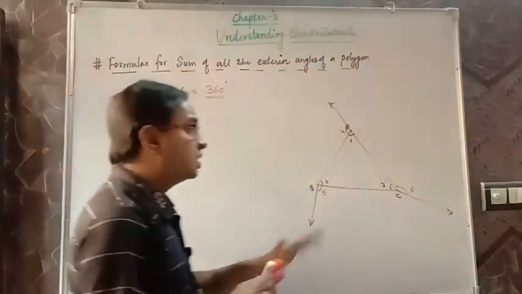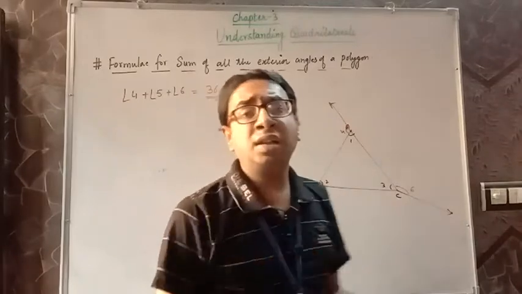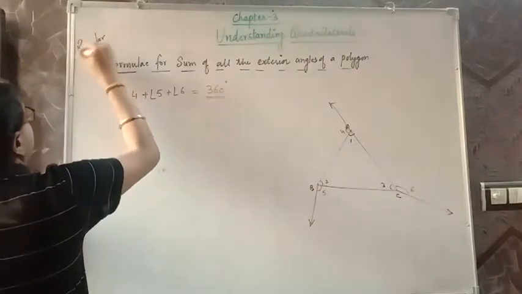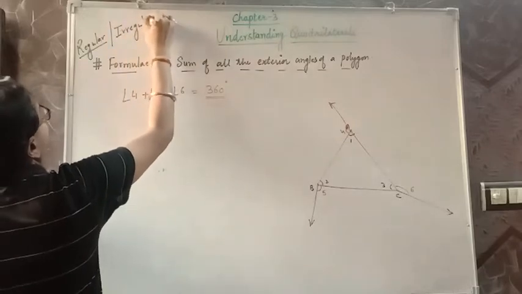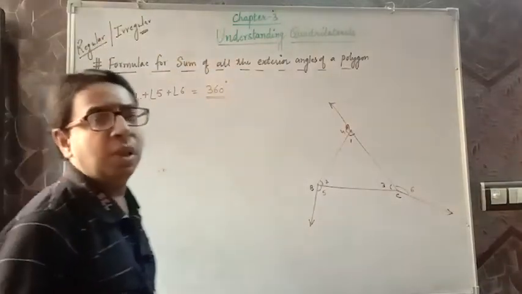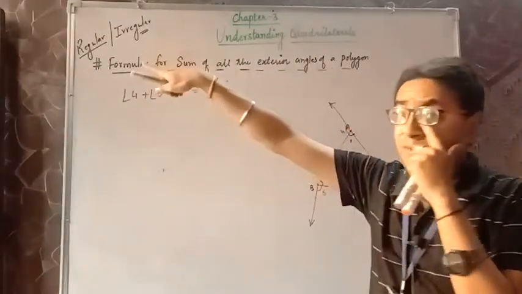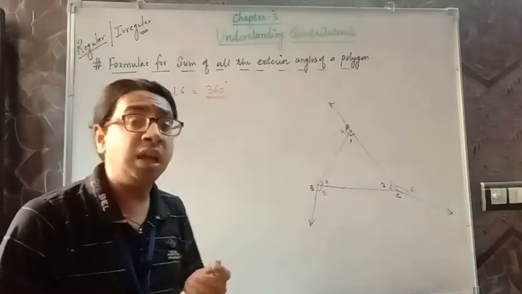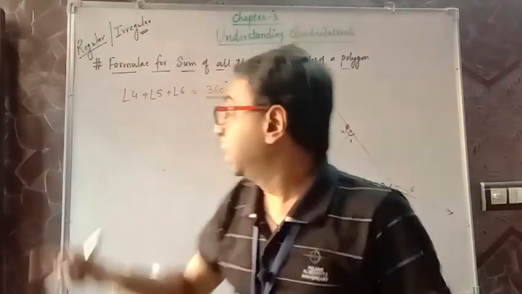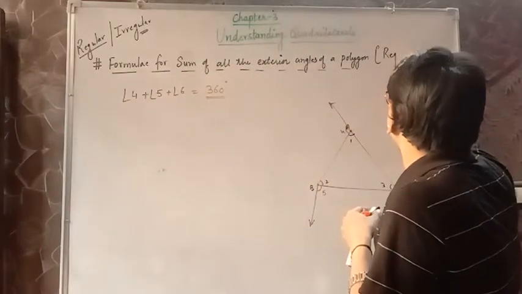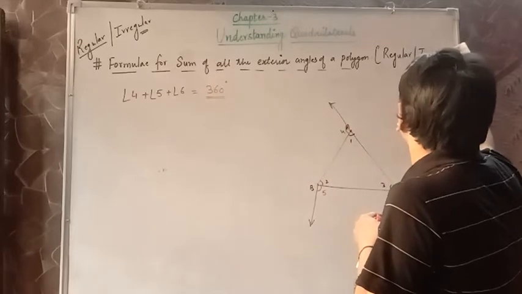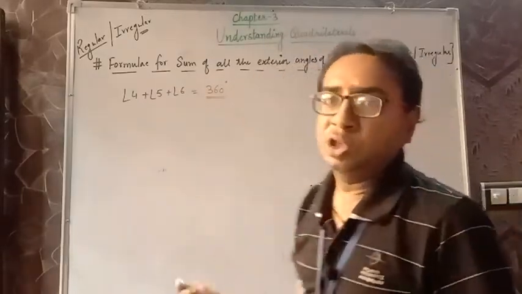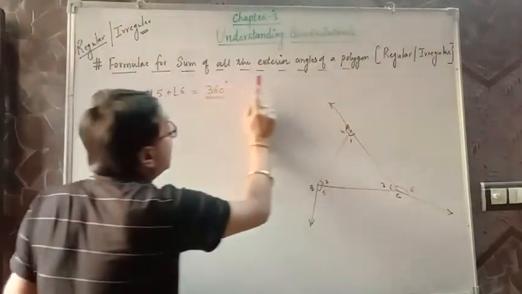Let it be any polygon, equilateral triangle, square, quadrilateral, pentagon, regular or irregular, the sum of all the exterior angles of a polygon is absolutely 360 degrees. But in case of interior angles, the formula which I have given you is only for regular polygons, not for irregular, because for irregular polygons each angle will change. So, do remember, the sum of all the exterior angles of a polygon is 360 degrees.